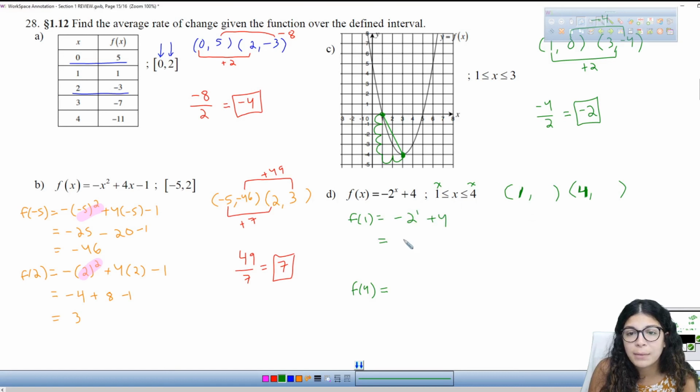So f of 1 is negative 2 to the power 1 plus 4. Negative 1 copy of negative 2 is just negative 2, right? So negative 2 plus 4 is 2. So that is the output.